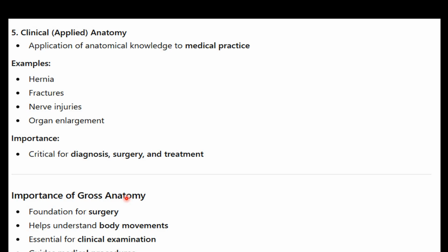The fifth subdivision is clinical or applied anatomy. That is the application of anatomical knowledge to medical practice. Let's see the examples: hernia, fractures, nerve injuries, and organ enlargement. If we talk particularly about the importance, it is critical for diagnosis, surgery, and treatment. So these are all the subdivisions. Now let's conclude this session with the importance of overall gross anatomy. It is the foundation for surgery. It helps understand body movements, and it is essential for clinical examination. So these are all the things that conclude the importance of gross anatomy.